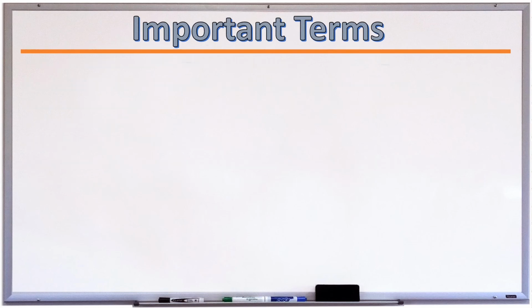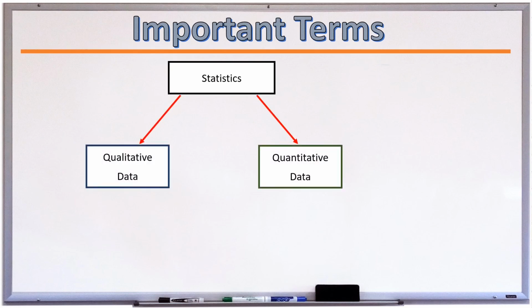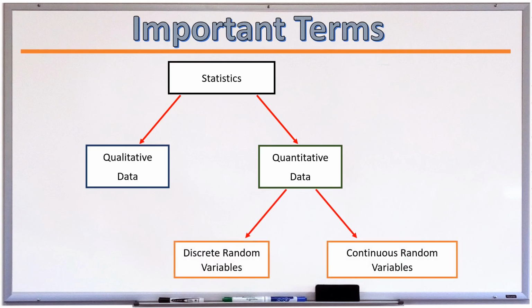The following schematic summarizes what we have just covered, illustrating how all of the above concepts are linked. Statistics can be broken down into qualitative or quantitative data, and quantitative data can be further broken down into either discrete random variables or continuous random variables. Now that we've covered the basic terms and concepts, we can now move on to the main purpose of this chapter, the visual representation of data.